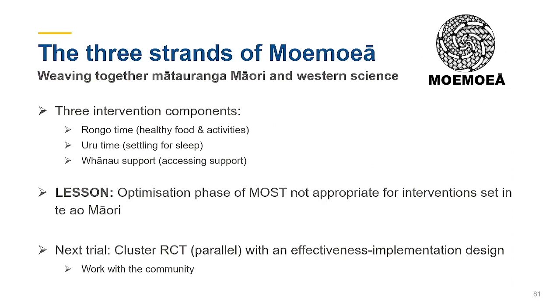However, we learned that a factorial optimisation trial like this is probably not an appropriate design for interventions set in Te Ao Māori. This is an example where not only does the study design have to match the research question, it also has to suit the community that it aims to inform. So next, we're designing a cluster randomised control trial with an effectiveness implementation design where we'll be informed by the outcomes of Moemoeā and we'll work much more closely with the community to develop the intervention and the study design.